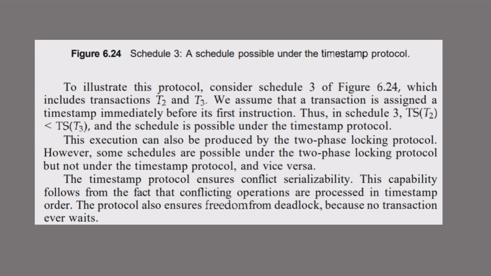To illustrate this protocol, consider schedule 3 of figure 6.24, which includes transactions T2 and T3. We assume that a transaction is assigned a timestamp immediately before its first instruction. Thus, in schedule 3, TS(T2) is smaller than TS(T3), and the schedule is possible under the timestamp protocol. This execution can also be produced by the two-phase locking protocol. However, some schedules are possible under the two-phase locking protocol but not under the timestamp protocol, and vice versa.